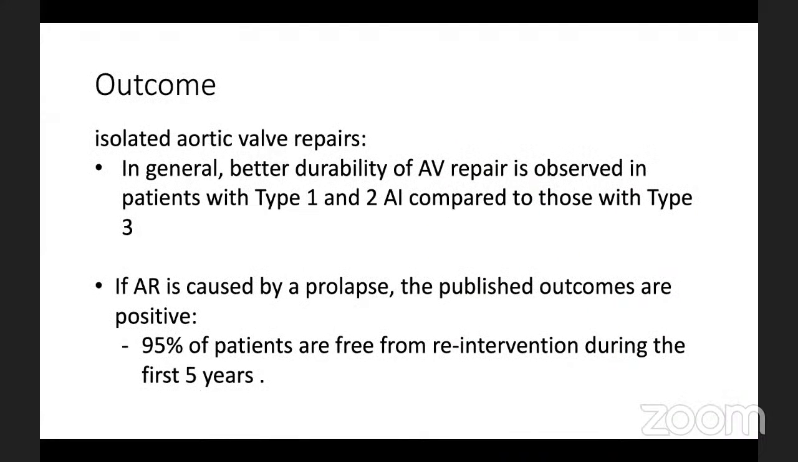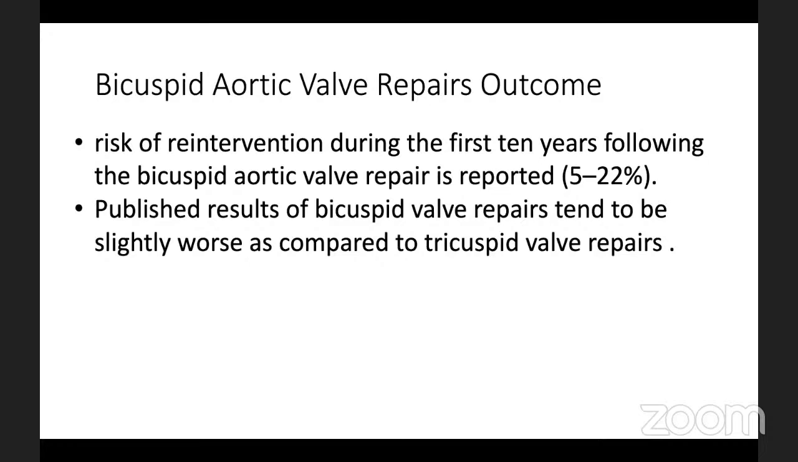The outcome of isolated aortic valve repair, in general, has better durability in type 1 and type 2 aortic regurgitation compared with type 3. If the aortic regurgitation is caused by prolapse, the published outcome is 95% freedom from re-intervention during the first 5 years. For bicuspid aortic repair, the risk of re-intervention during the first 10 years is reported to be 5 to 22%. The published results of bicuspid valve repair tend to be slightly worse as compared to tricuspid aortic valve repairs.